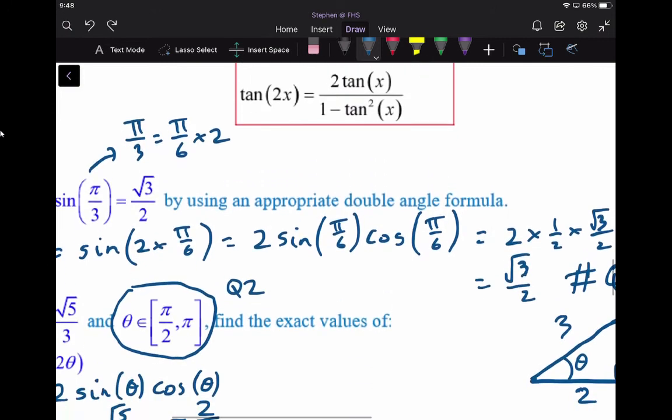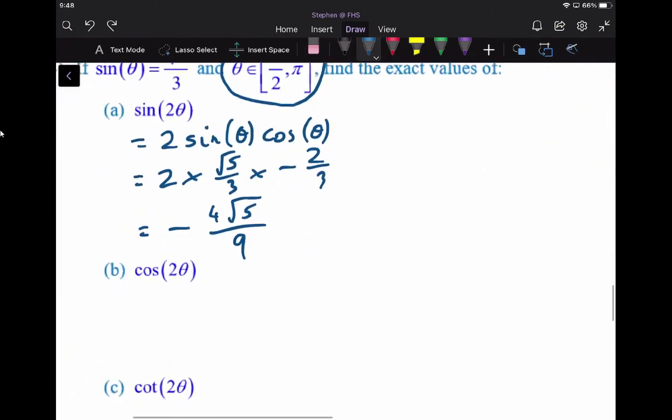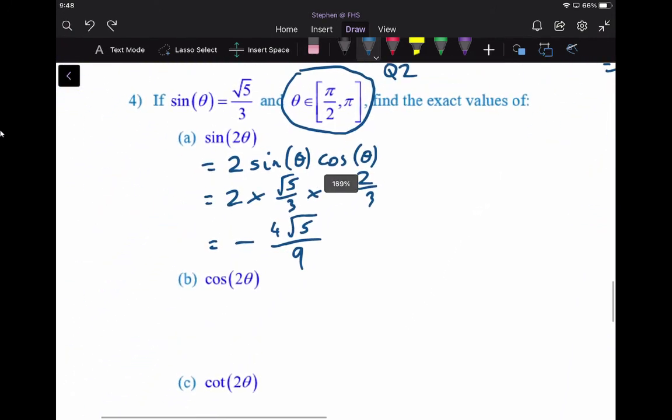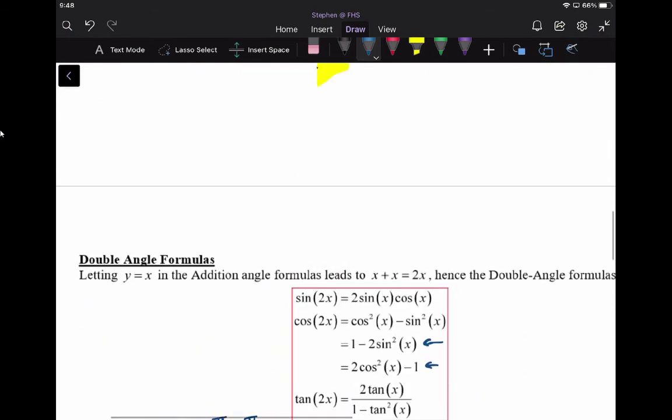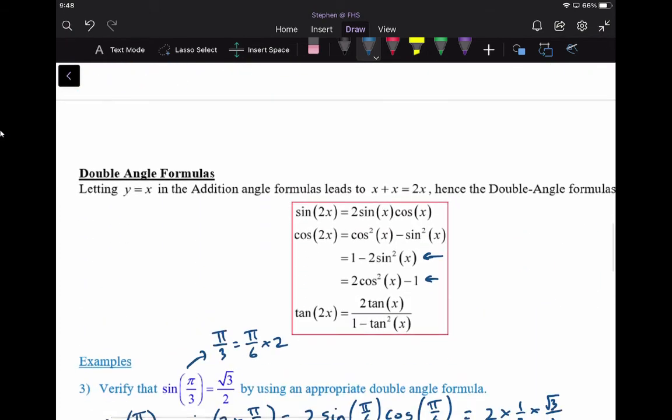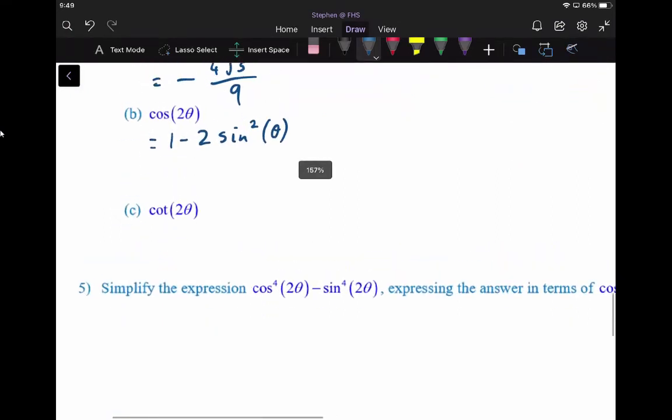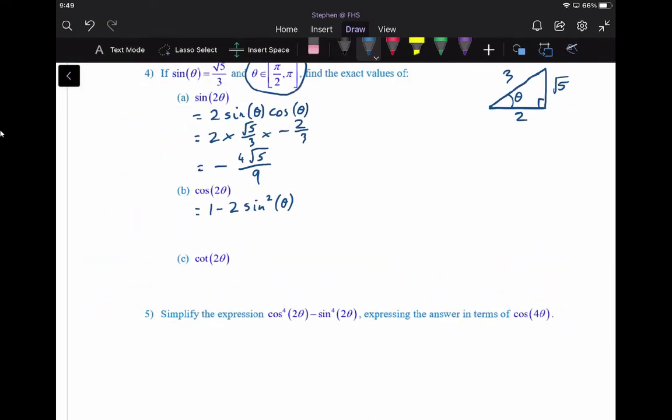And also another bit of advice, you want to use something from the question rather than an answer as far as you can help it, because if something went wrong with any of your other working, at least you're using the correct number from the question. So I'm going to use cos 2 theta as 1 minus 2 sine squared of theta. I'm going to use the second version of the cos 2x double angle formula. So I have 1 minus 2 sine squared theta.